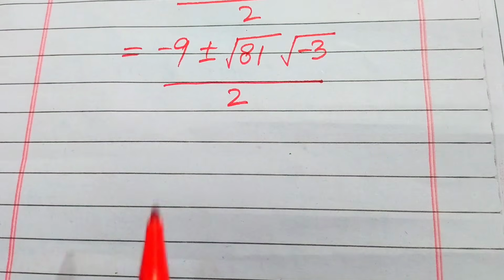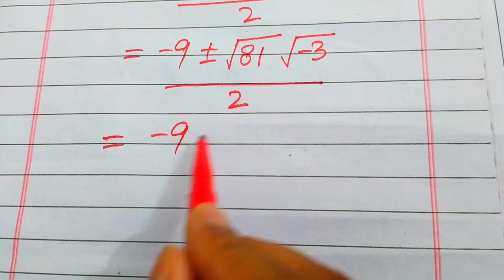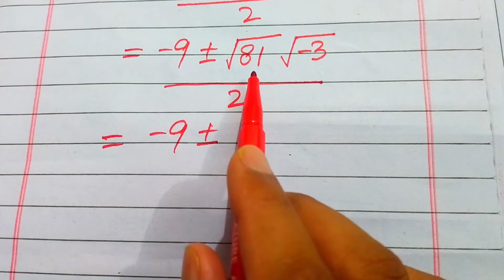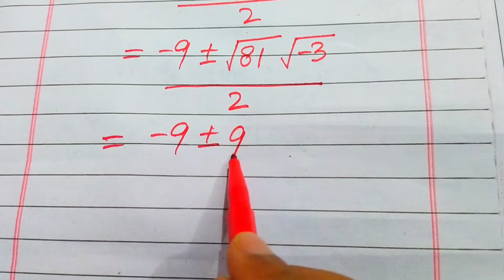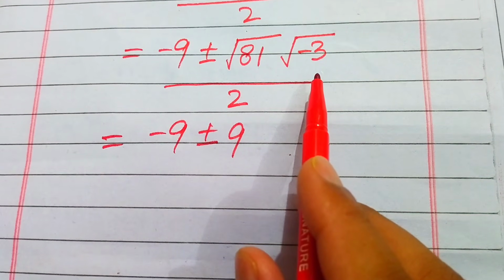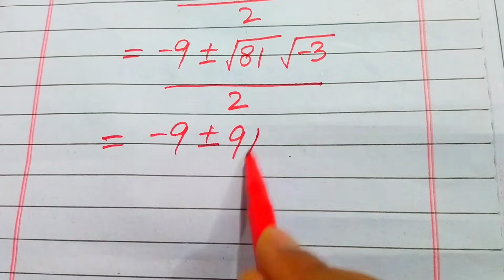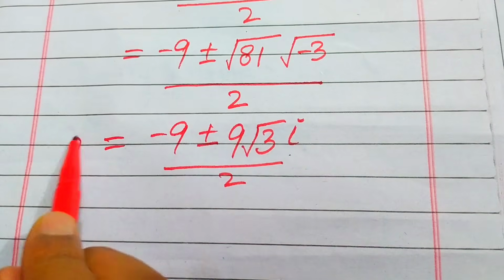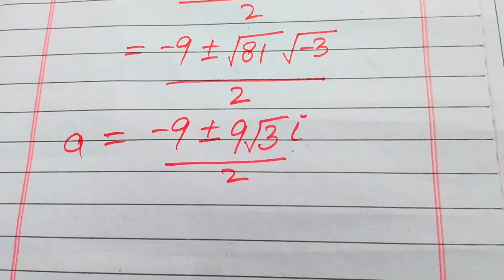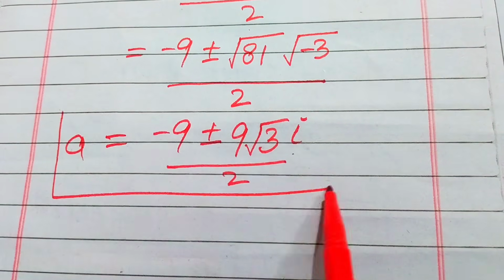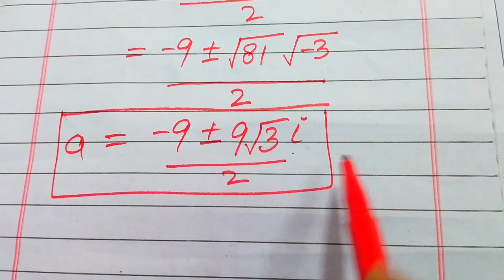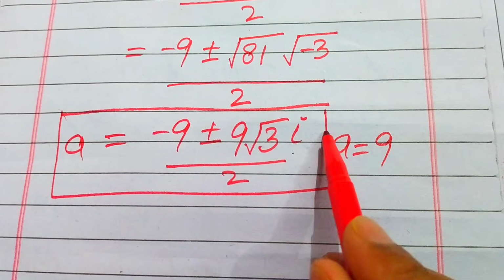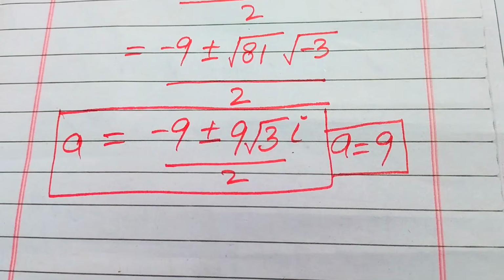Further, in the next step, it will be written as minus 9 plus minus. We know that square root of 81 becomes 9, and when a negative sign appears inside the square root sign, it becomes iota, divided by 2. So finally, there are three roots of the given equation, in which two roots are complex roots, and a equals 9 is the only real root of the given equation. So these are the three roots of the given equation, and this is our final answer of this question.